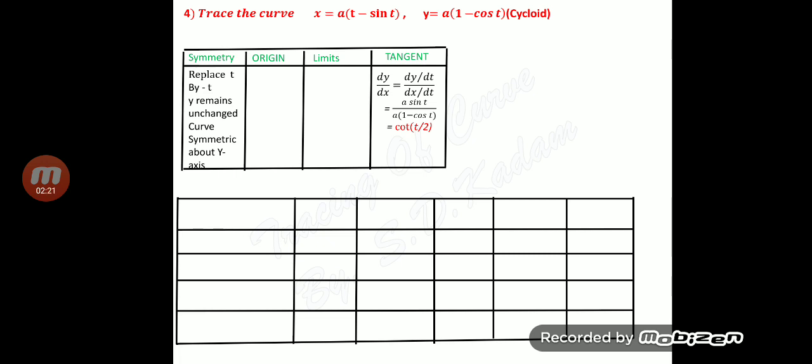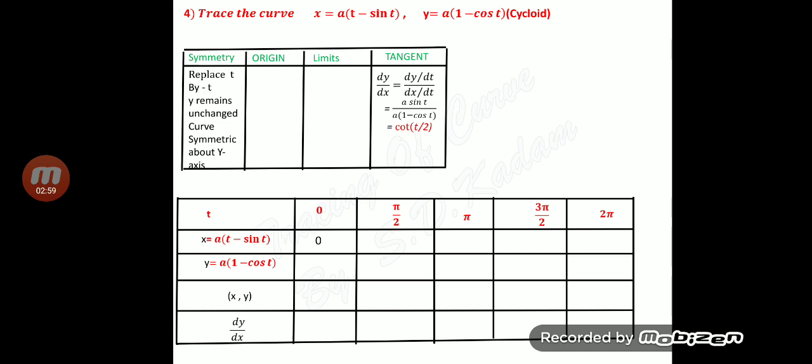Next, in the table, the first row will be t. In the first row, first element t, next x, that is the value a into t minus sin t, second y, and next the xy coordinate and the value of dy by dx at that particular value of t. Put the values of t from 0 to 2 pi: 0, pi by 2, pi, 3 pi by 2 and 2 pi.